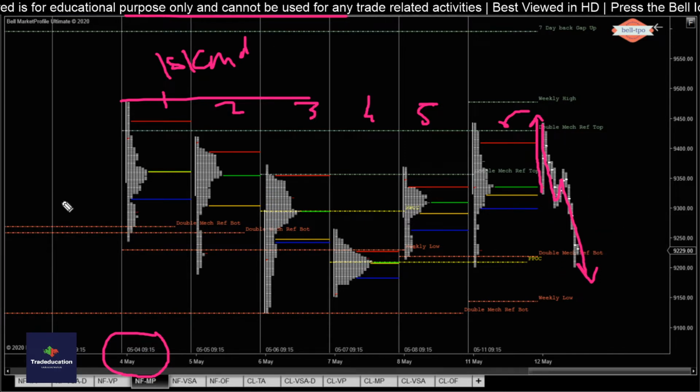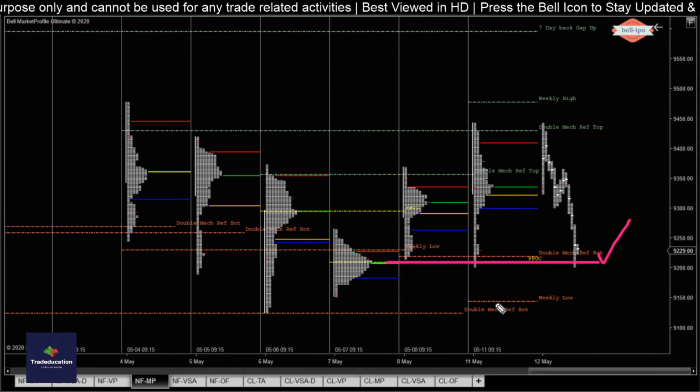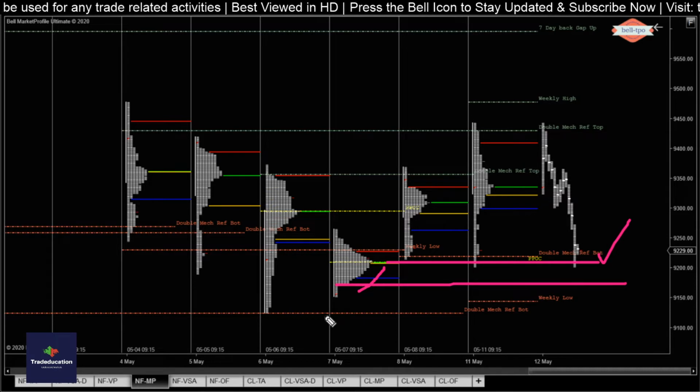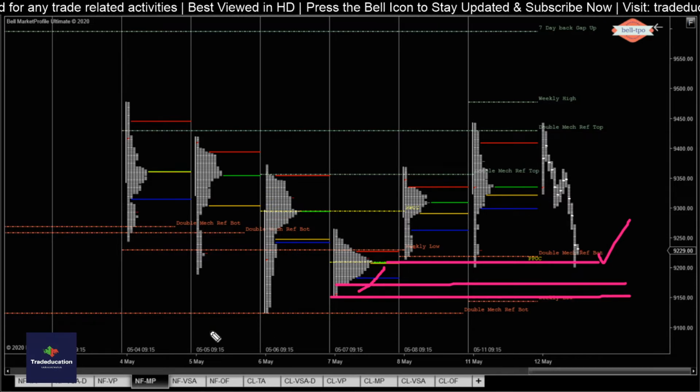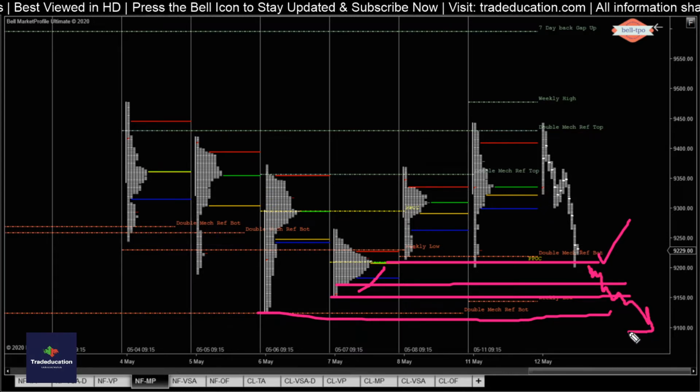Okay, now the next monitoring references for me: first is this prominent point of control which has already been tagged. Second is this 45-degree line, and we have this over high or clustered high. Third is this, and fourth is we have a double mechanical reference bottom. Okay, so what I'm expecting is the auction to further continue to the downside.